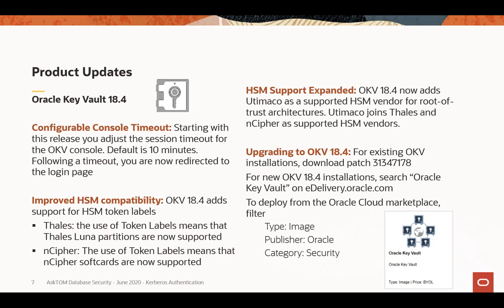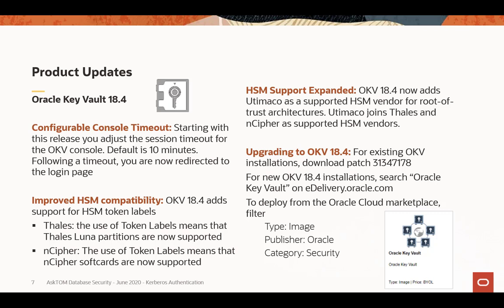We've improved our hardware security module compatibility. Key Vault adds in support for token labels. On Thales Luna, that means that we now have support for Luna partitions. For Entrust nShield, you can now enter the passphrase for a smart card. We have expanded the list of HSM vendors that we support, and Utimaco now joins our supported HSM vendors.